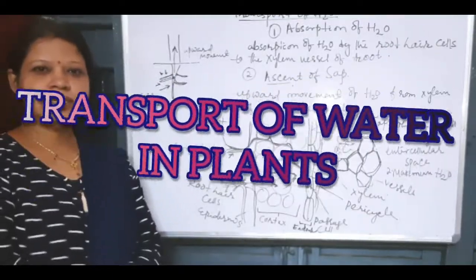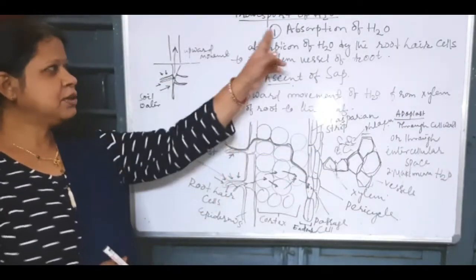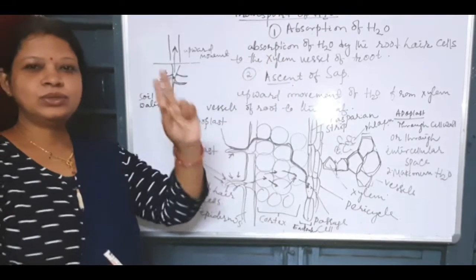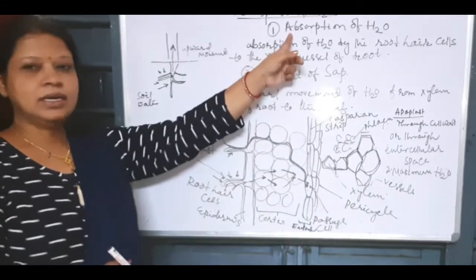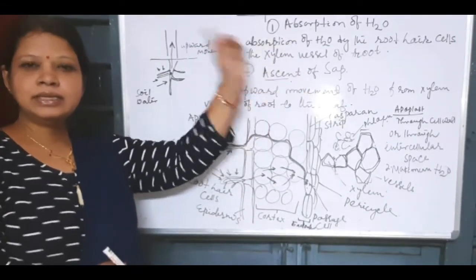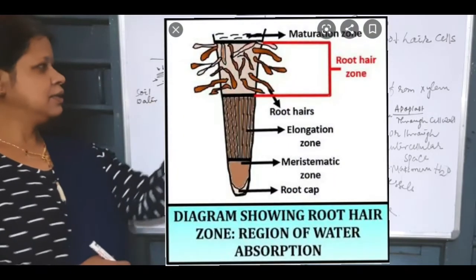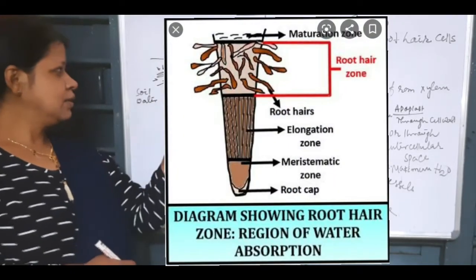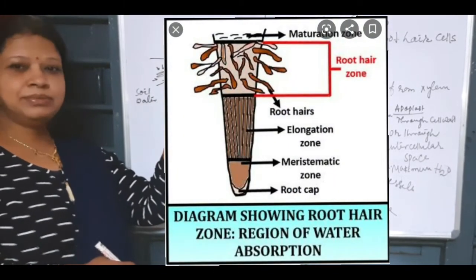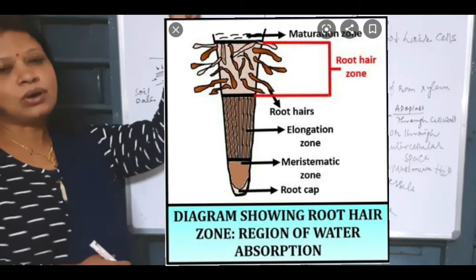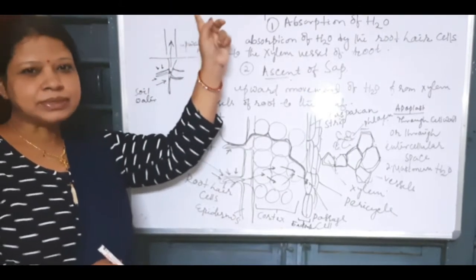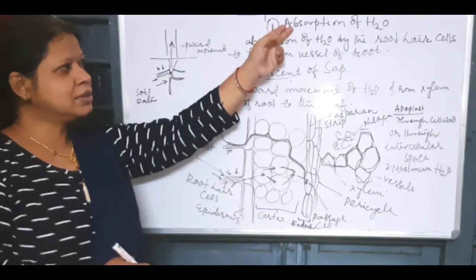Transport of water in plants. Transport of water takes place in two processes. First, absorption of water by the root hairs, and second, the movement from the xylem. The water moves upward to the leaves. So first, absorption of water.